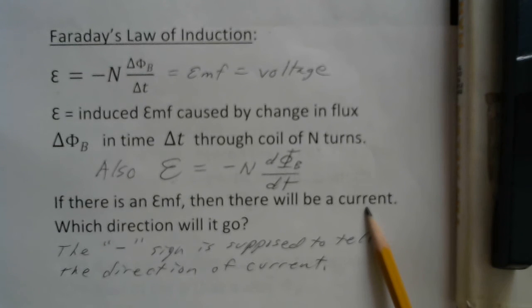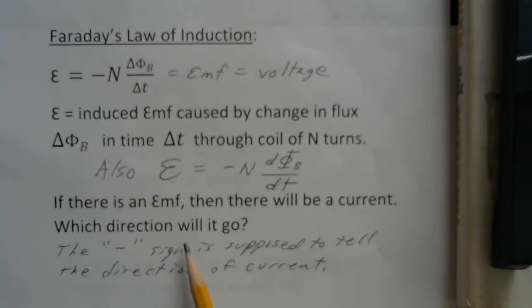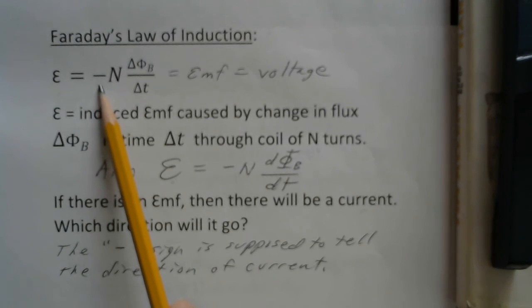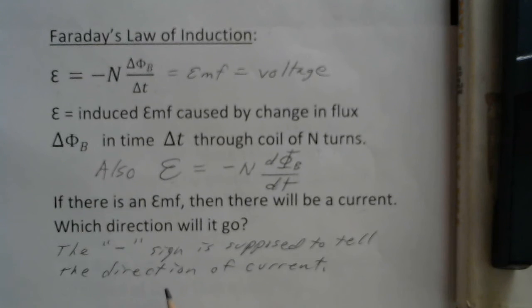And then there's going to be another question that's going to come up. What is the direction that the current is going? Now, the minus sign that we see up here in Faraday's law of induction is supposed to help give us a clue as to what is the direction of the current in these loops. But what we're going to find is it's going to be easier to use Lenz's law to figure out the direction of the current.